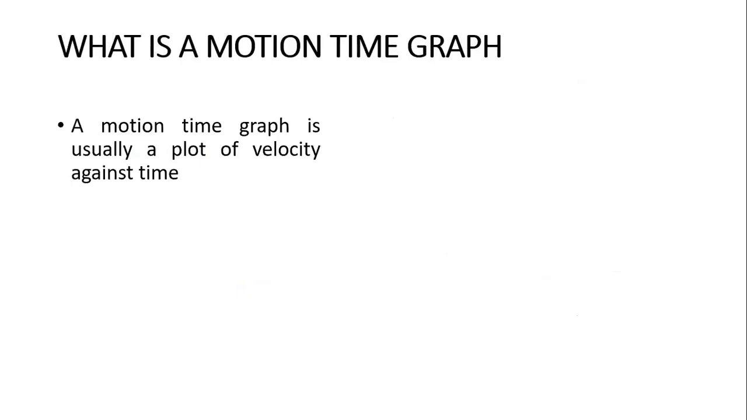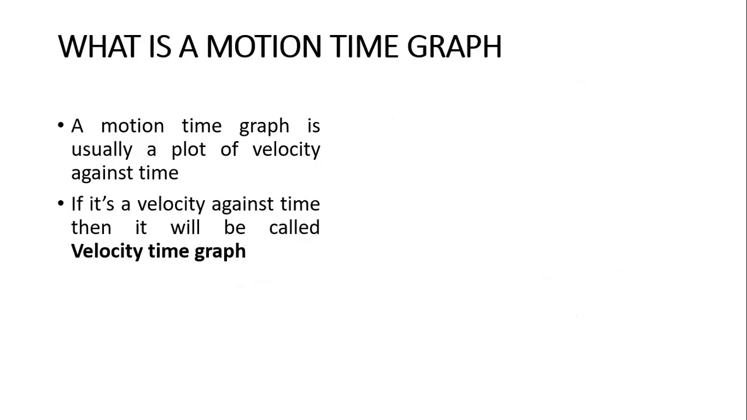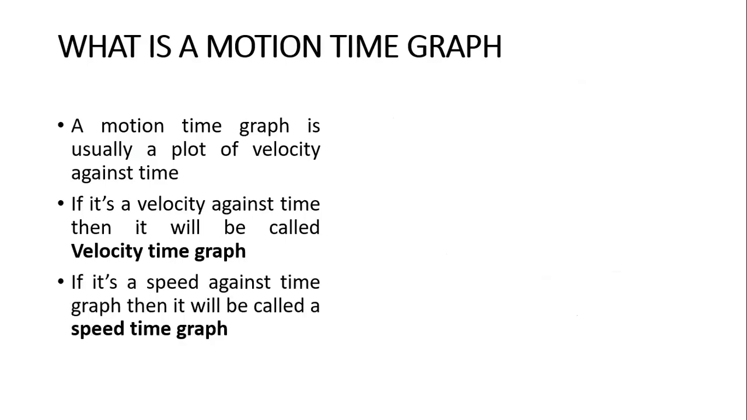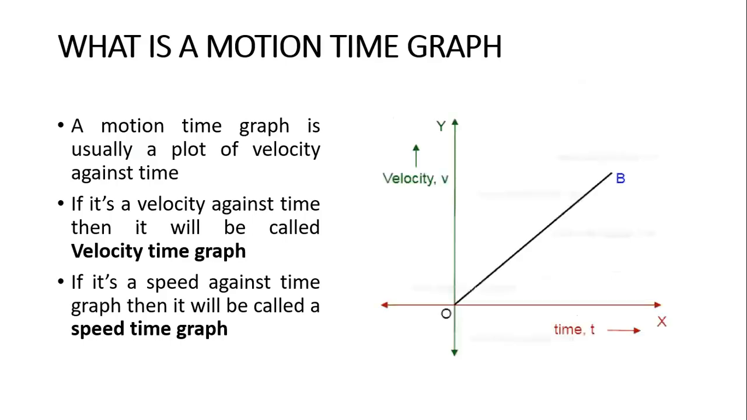What is a motion time graph? A motion time graph is usually a plot of velocity against time. If it's a plot of velocity against time, then it will be called a velocity time graph. If it's speed against time, then it will be called a speed time graph. So a motion time graph is usually a plot of velocity against time.